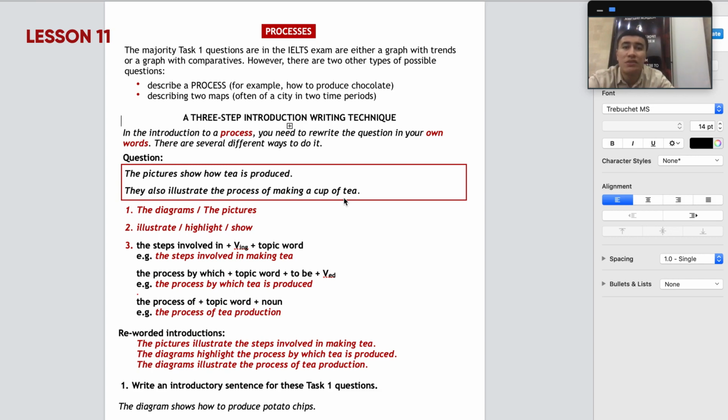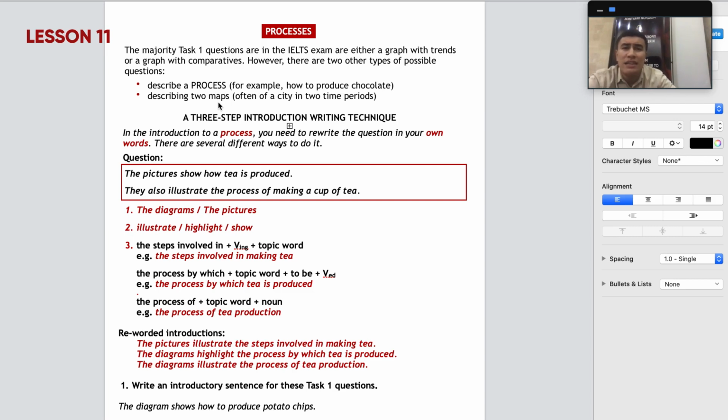You should understand that there are two other possible question types. First is process and next is map. So, describe a process. As an example, we can consider how to produce chocolate. You will be given a chocolate production process in a picture, and you should write a report on this picture. And of course, describing two maps. Usually you will be given two maps, often of a city in two time periods.